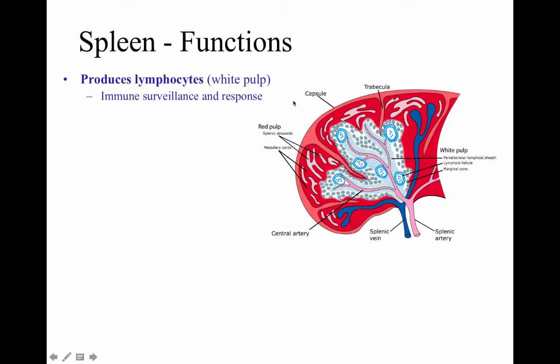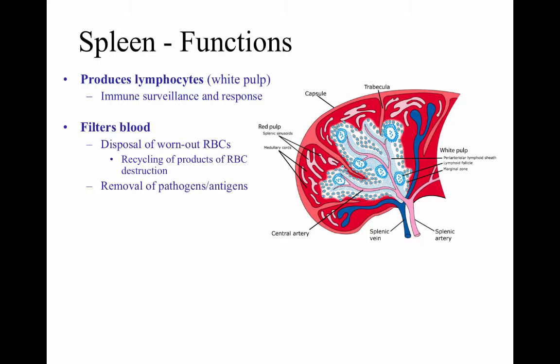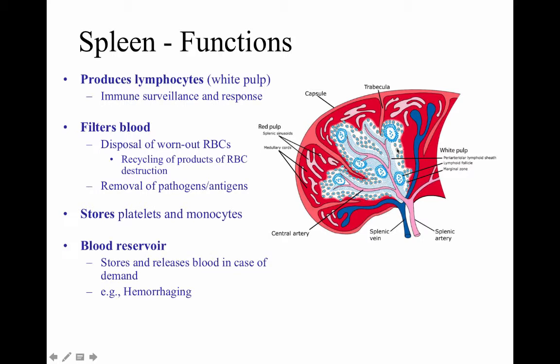The spleen produces lymphocytes in the white pulp, and these provide immune surveillance and response to any pathogen that invades the bloodstream. The spleen also filters blood and is responsible for disposal of worn out red blood cells and the recycling of the products of red blood cell destruction, as well as removal of pathogens and antigens. It stores platelets and monocytes, remembering that monocytes will go on to be macrophages when needed. And it's also a blood reservoir, so it stores and releases blood in case of demand, for instance, if there was a hemorrhage or a significant blood loss within the body.